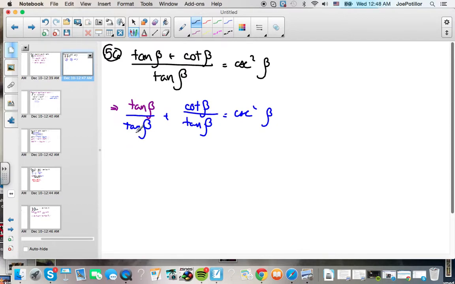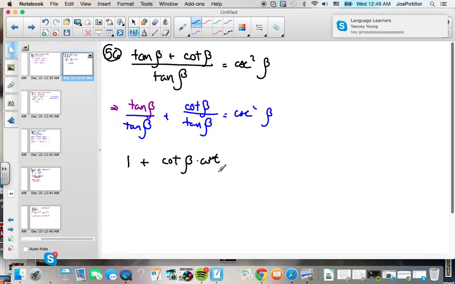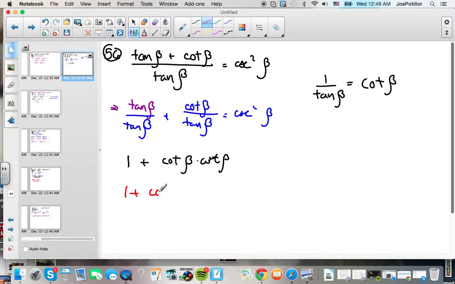So now, tangent divided by tangent is 1. Cotangent divided by tangent is the same thing as cotangent of beta times cotangent of beta, because 1 over tangent is equal to cotangent of beta, of course. Now, cotangent times cotangent is cotangent squared of beta. So this becomes 1 plus cotangent squared of beta is equal to cosecant squared of beta. And so thusly, using the Pythagorean identity, that's going to equal cosecant squared of beta equals cosecant squared of beta, and this is our answer. So we get everything we want. And so that's how we do these problems. We'll do some more later.